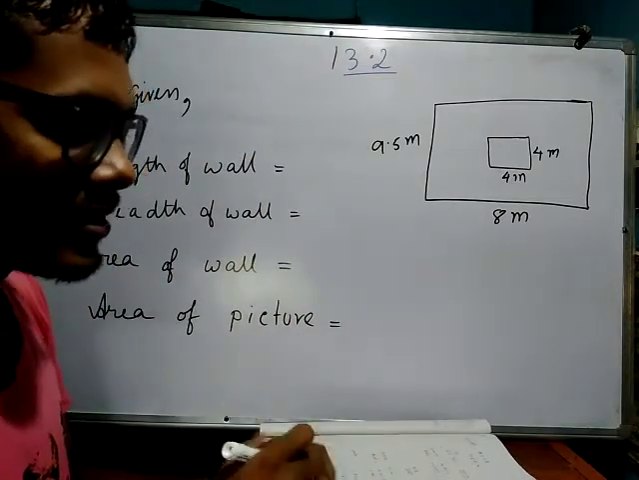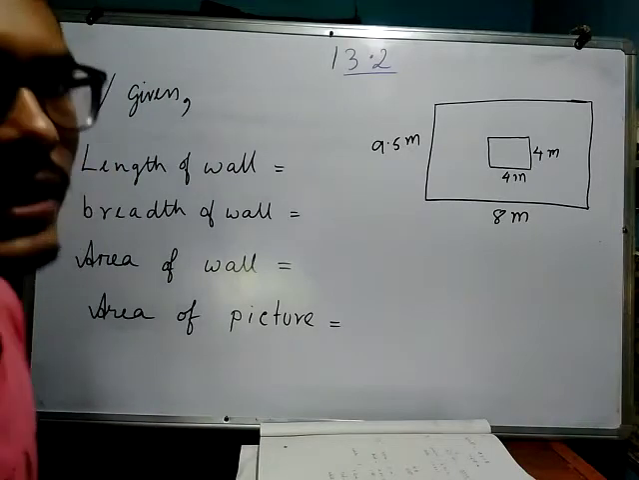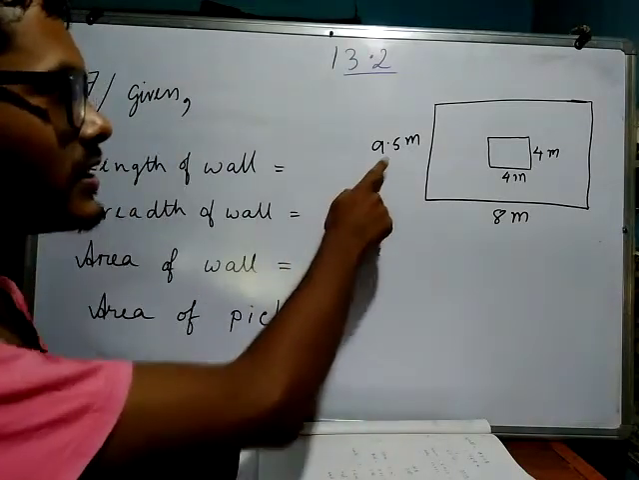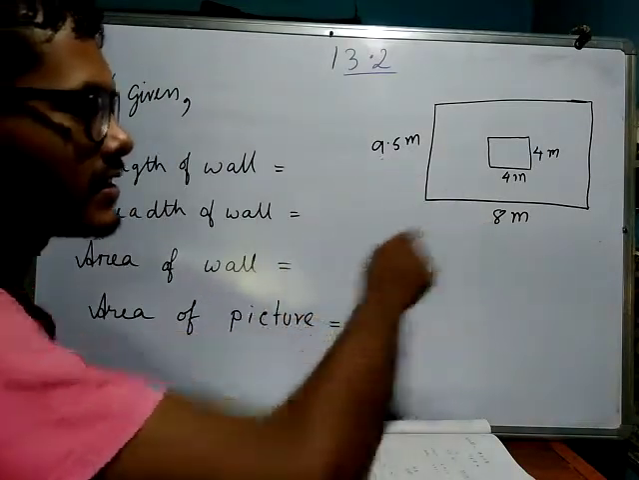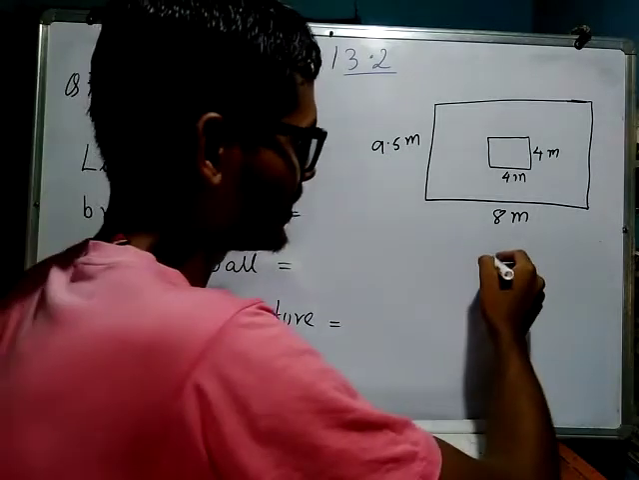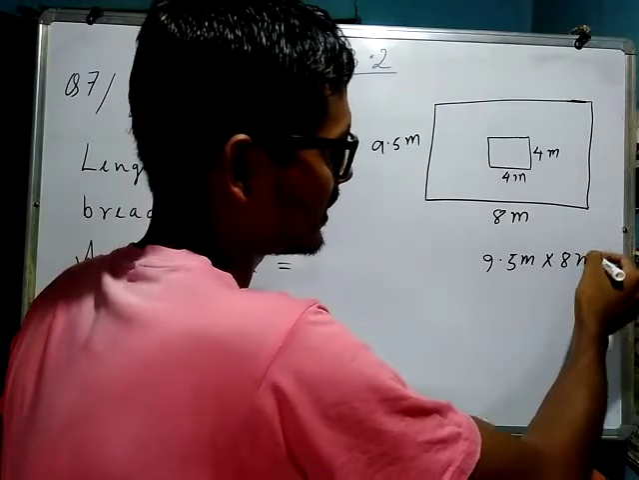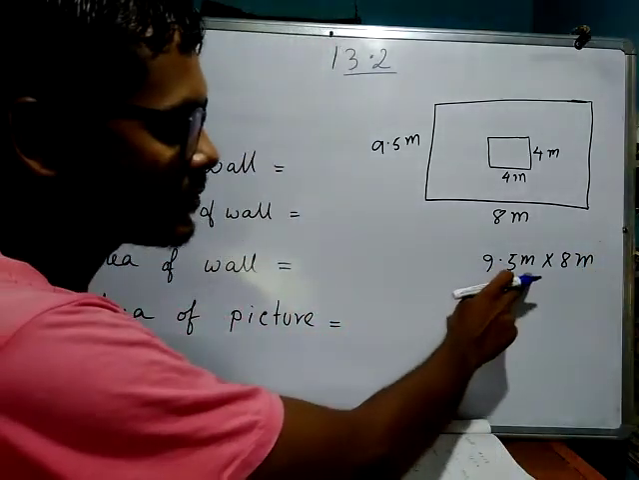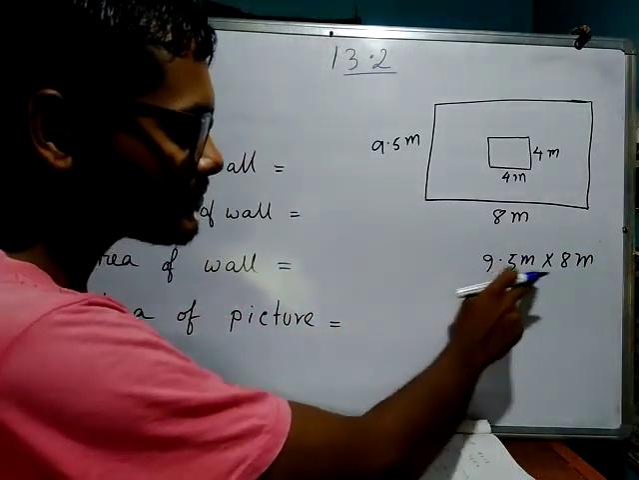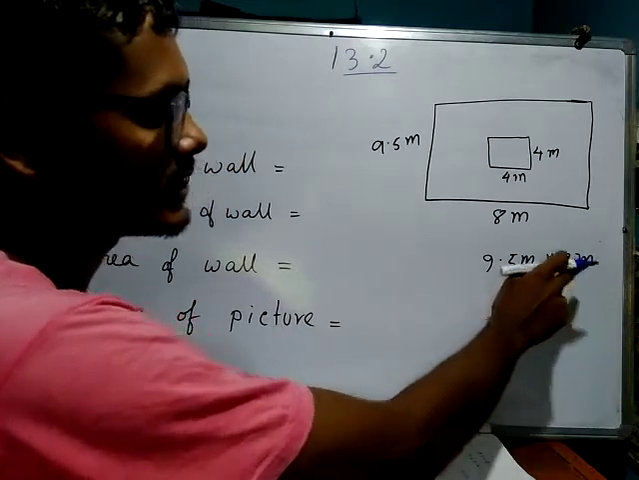A wall of dimension 9.5 meter and 8 meter. Dimension means the first quantity represents length and the second represents breadth, written this way: 9.5 meter multiply 8 meter.